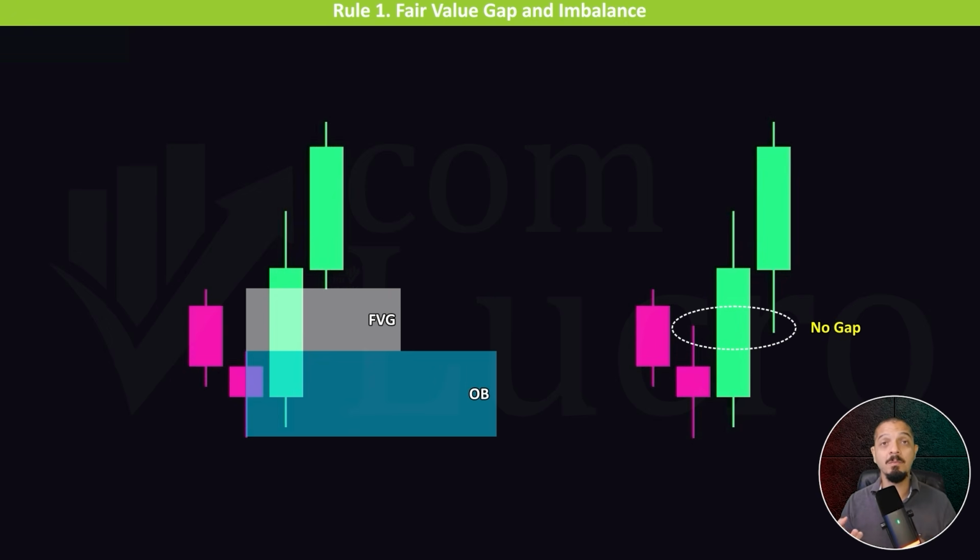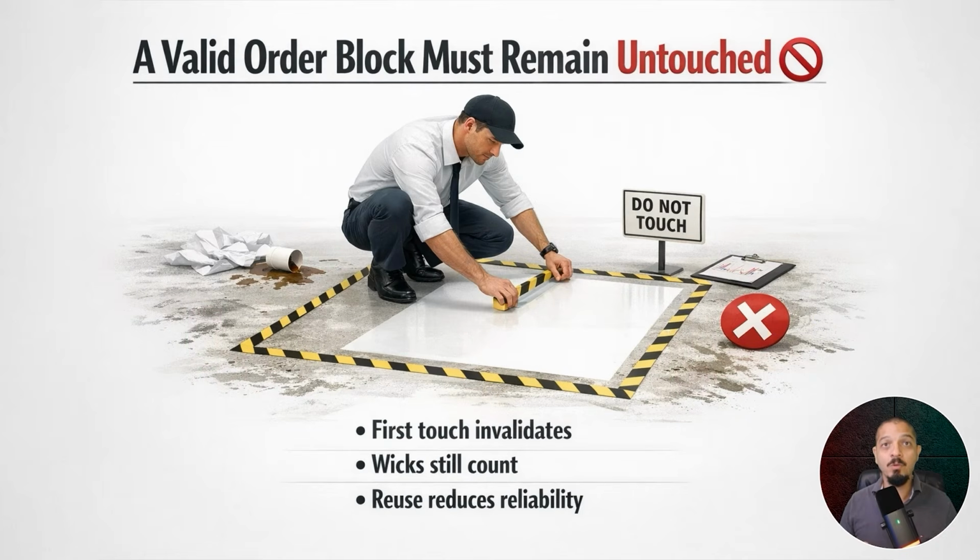To mark it, we take the candle just before the inefficiency and draw a rectangle covering the entire candle, from the highest wick to the lowest wick. The second rule is that an order block must remain unmitigated. In most cases, order blocks are considered a one-time use. Once price returns and touches the order block, even if it is only a wick, that order block is no longer considered valid and should not be reused.